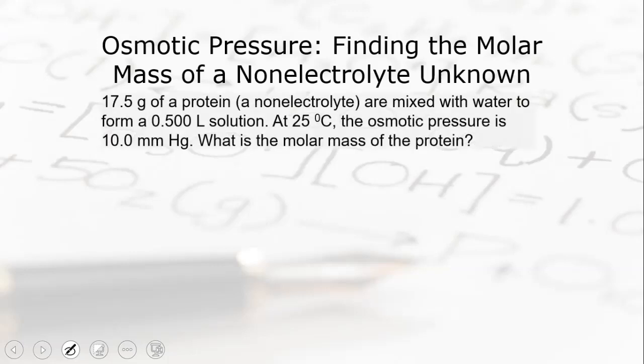17.5 grams of a protein, which is a non-electrolyte, are mixed with water to form a 0.500 liter solution. At 25 degrees Celsius, the osmotic pressure is 10.0 millimeters of mercury. What is the molar mass of the protein?